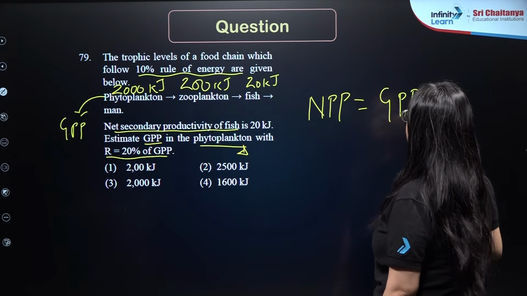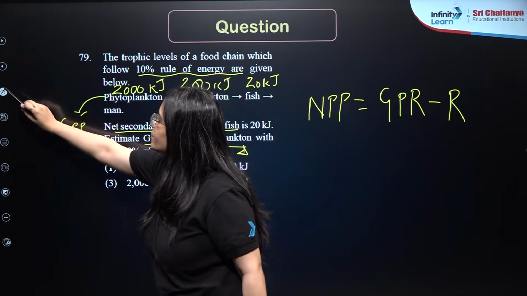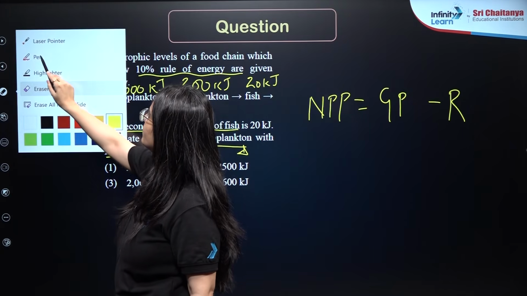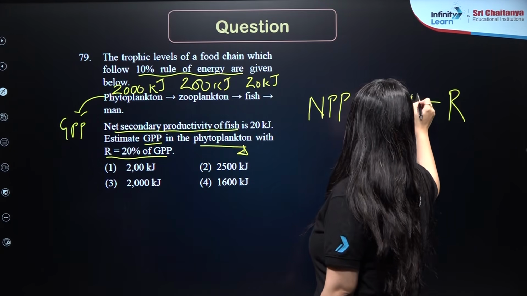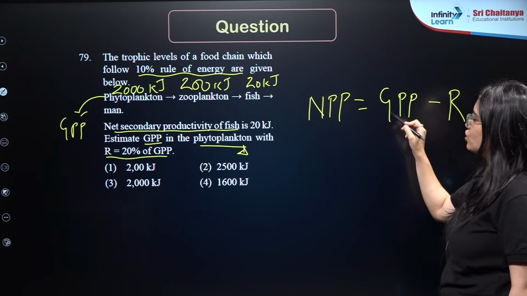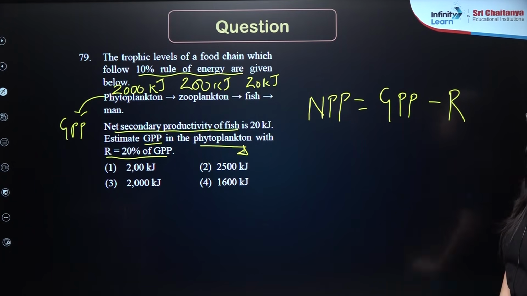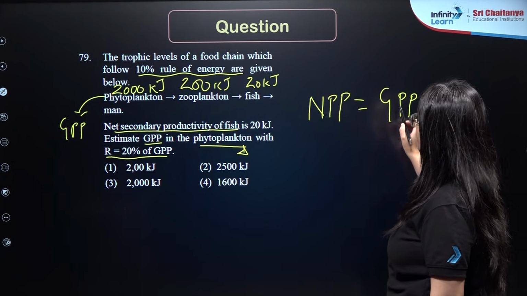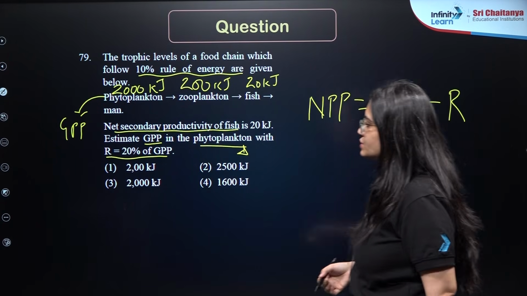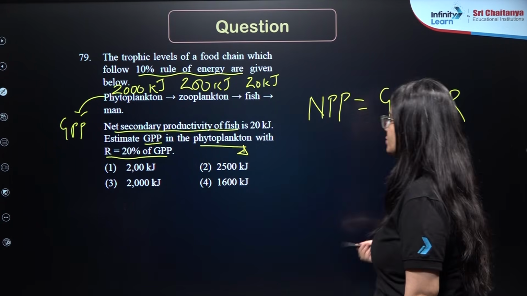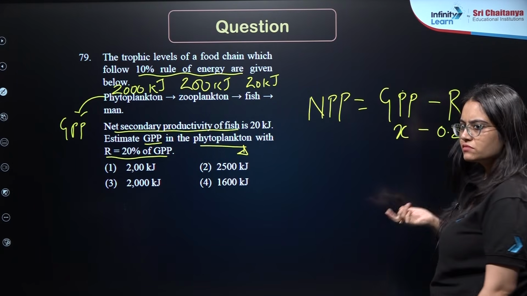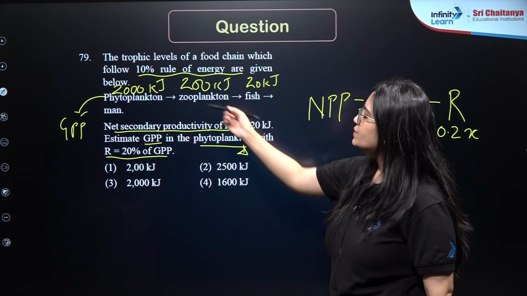Okay, let us say this GPP. NPP, net primary productivity, equals GPP, gross primary productivity, minus respiratory losses. Now here you have to calculate this GPP. Let us assume it to be X. And how much is respiratory losses? 20% of GPP. So you can simply say minus 0.2 of X. Simple. And NPP, how much we got? 2000.